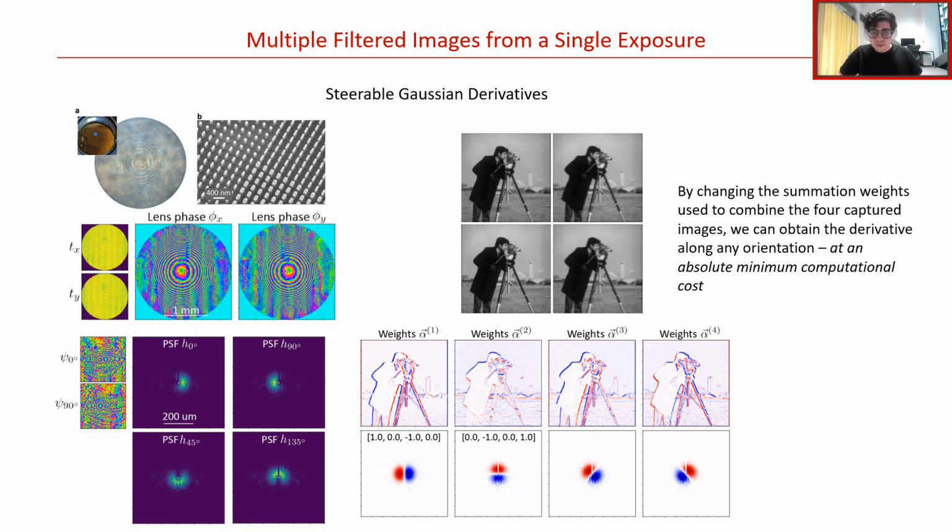Notably, the coding is subtle, as it corresponds to a minor blur and a shift of the image by small distances. However, when these images are linearly combined, we obtain the derivative of the scene at any angle that we choose and for an absolute minimum computation cost.